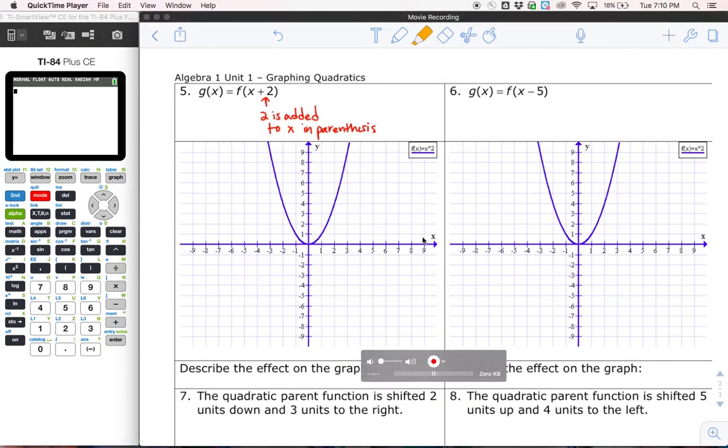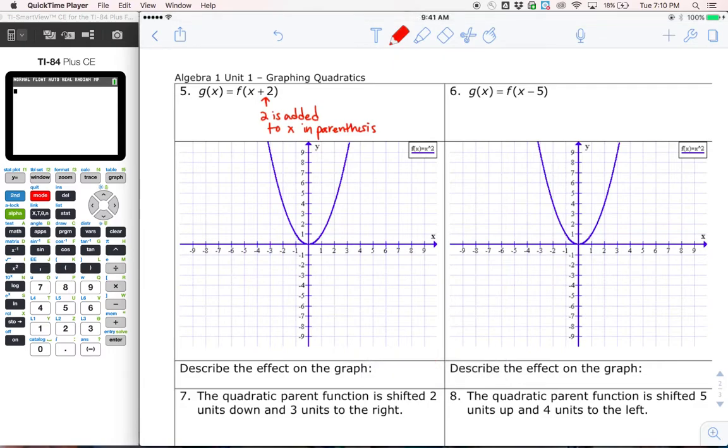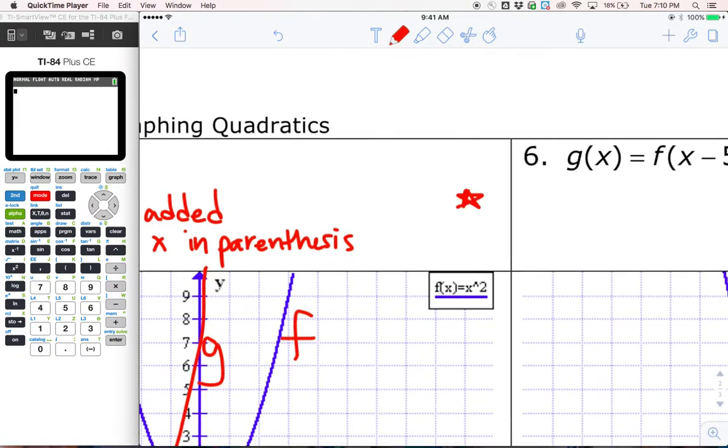So let's go ahead and make a quick note here. Describe the effect on the graph. So vertex shifted left 2. So here's my new vertex, and again, the shape should not be changing. The original one was F, the new one we're calling G. And we might make a note that for horizontal change, subtracting moves us right. That's what we just saw. So what do you think adding does?